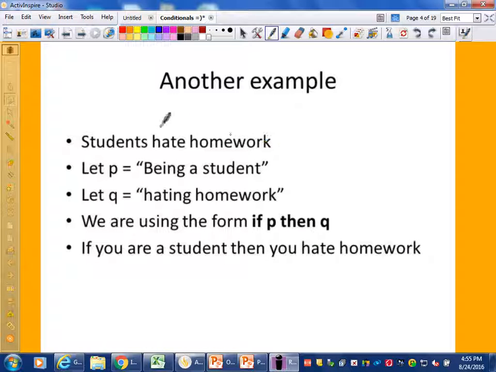Another example, if you're given the statement students hate homework, the P part would be being a student, the Q part would be hating homework. Again, we're trying to put it in if P then Q form to make a true conditional. It would be if you are a student, then you hate homework.